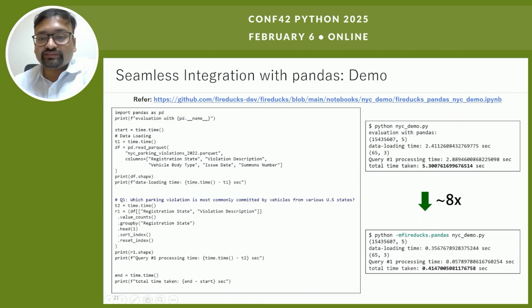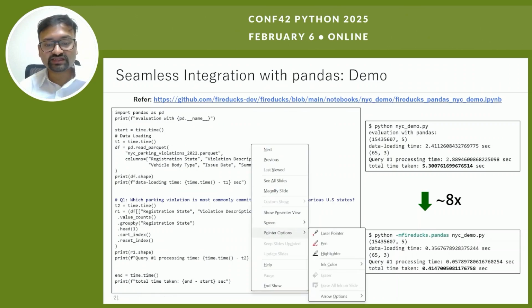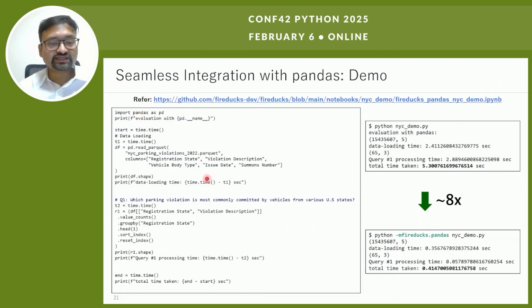For example, this is a demo notebook. You can consider the actual notebook from this link, but let's understand what it's trying to do. It is trying to load parking data from NYC parking violations. After the data loading is done, it performs a query to see which parking violation is the most commonly committed by vehicles from various United States. In order to execute the query, it does some group by, head and sorting kind of stuff. The major code is entirely written in pandas, so there is nothing new that you can identify. Everything is written in pandas.